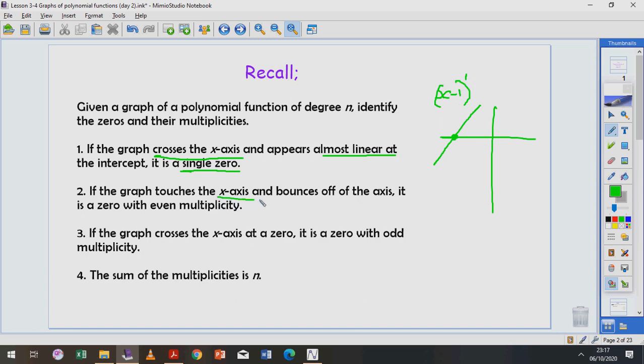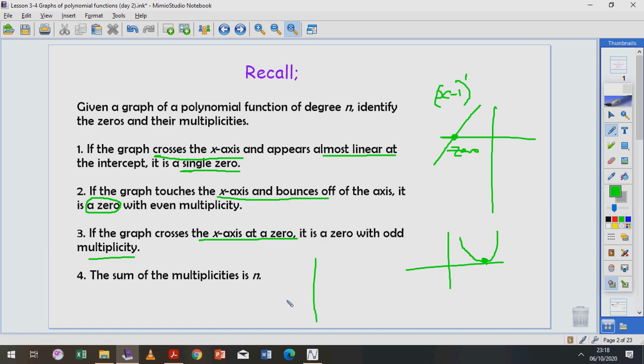If it touches the x-axis and bounces off, this is review from yesterday, then it's a zero with even multiplicity. We're using the word zero to mean that it's a root, because everywhere it cuts the x-axis is called a zero. So if it came and bounced off the x-axis like this, then that zero, or that root, or that x-intercept has even multiplicity. If it crosses the x-axis at a zero, then it has odd multiplicity.